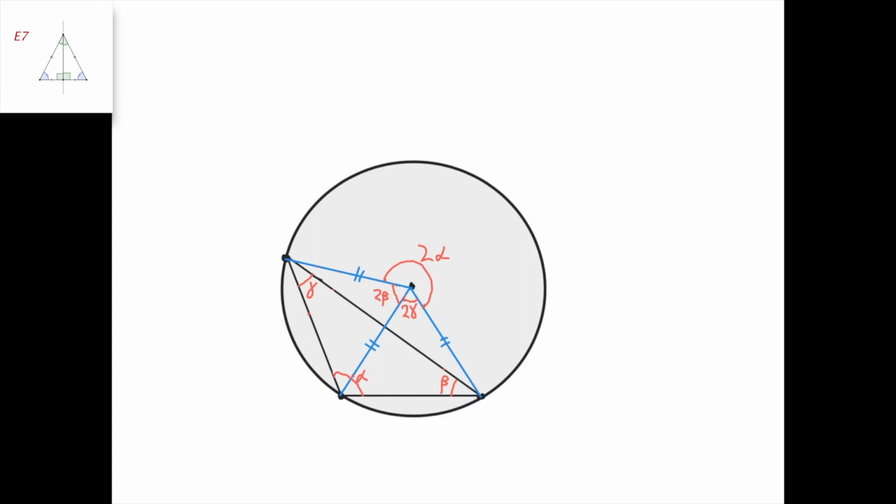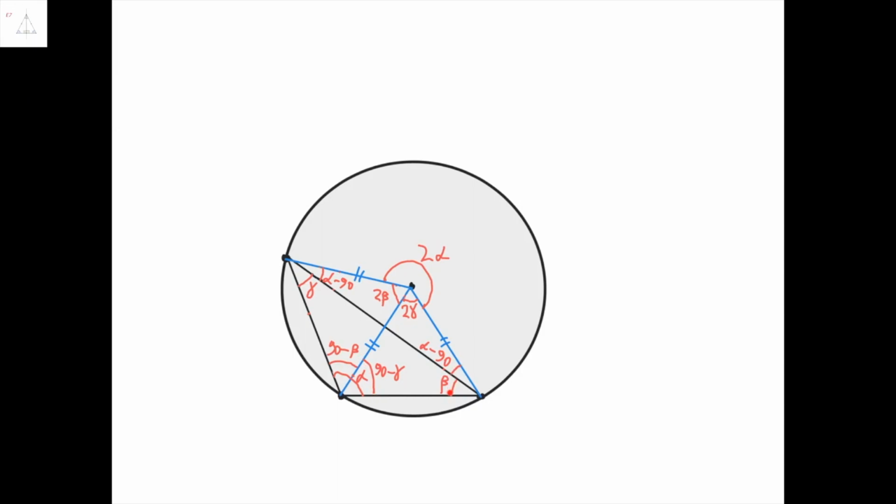Now we can use the three isosceles triangles to find the rest of the angles in the picture. For example, this triangle is isosceles, and this angle is 2 times gamma, so the sum of this one and this one is 180 minus 2 times gamma, but they're equal, so each of them should be 90 minus gamma. Same for this triangle, this is 90 minus beta, this is 90 minus beta, and this is 2 times beta.